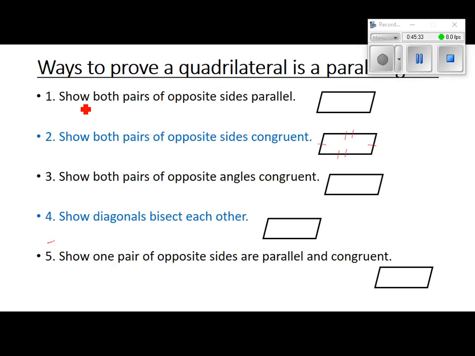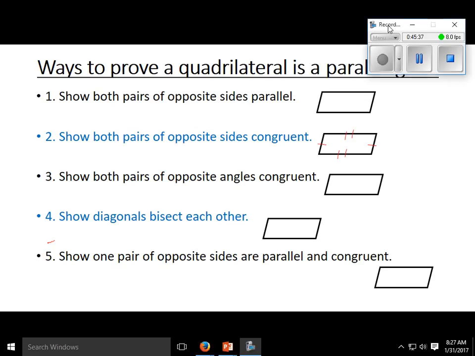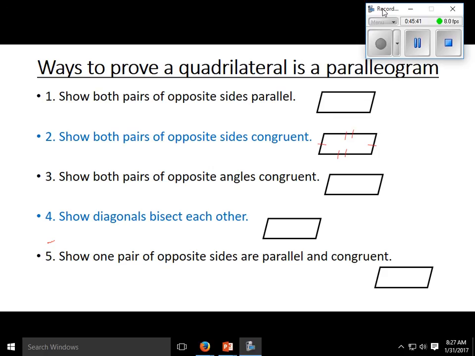Ways to prove a quadrilateral is a parallelogram. Five ways to prove something is a parallelogram. Got to be able to do this. Got to be able to prove something is this certain shape. Draw the little shapes out here, the little parallelograms. One of them I've already marked. I didn't mark the other ones because it was going to be too much trouble.